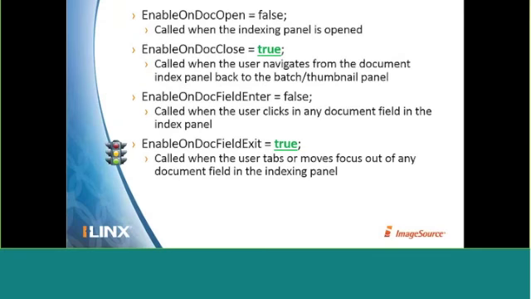Similarly, ILINX Capture provides 4 document-related events that you can tap into. On-doc close and on-doc field exit are very common events that people use. And similar to the batch level events, the on-doc field exit allows your extension to interrupt that interaction with the user, to let them know that something isn't correct about the data that they've input.